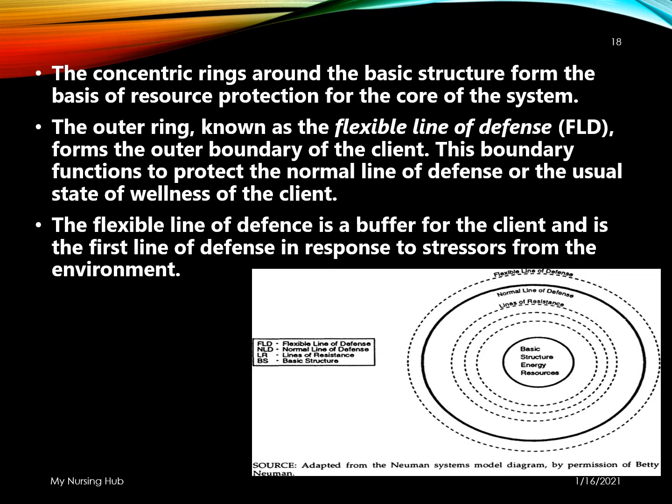Now, again, have a look into the client system. You can see the concentric rings around the basic structure. That is the resource for protection of the core system. The outer ring, which is known as the flexible line of defense, forms the outer boundary of the client. This boundary functions to protect the normal line of defense, or the usual state of wellness of the client. The flexible line of defense is a buffer for the client and is the first line of defense in response to stressors from the environment. So when we have any kind of stressor, this is the line which is going to protect us. The first line, that is the flexible line.